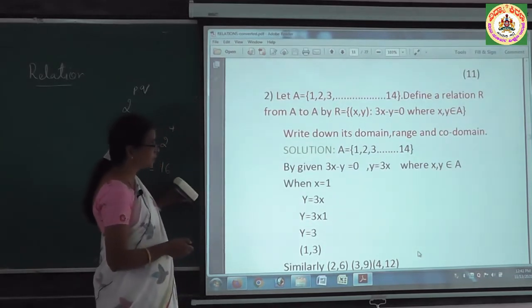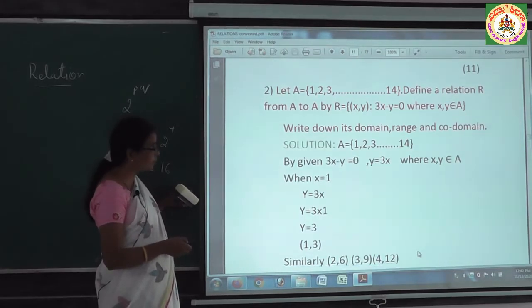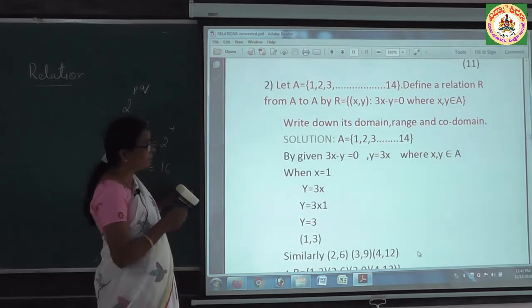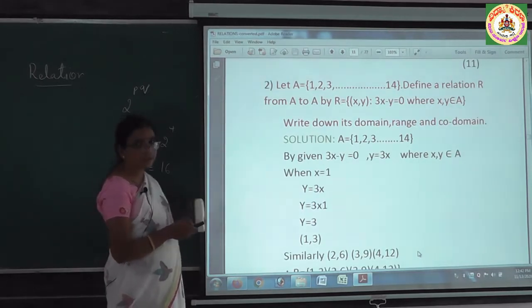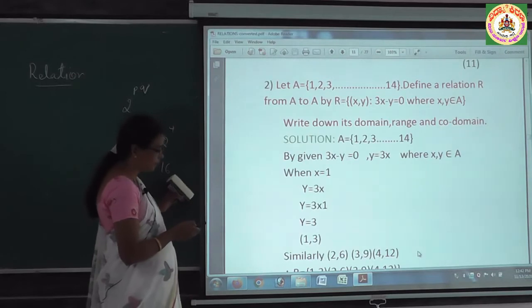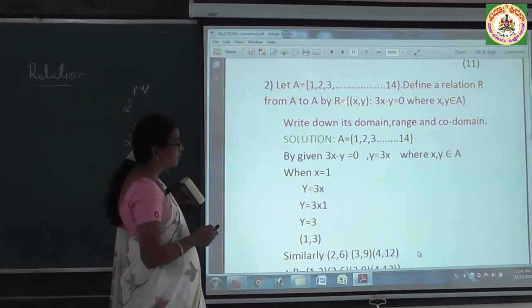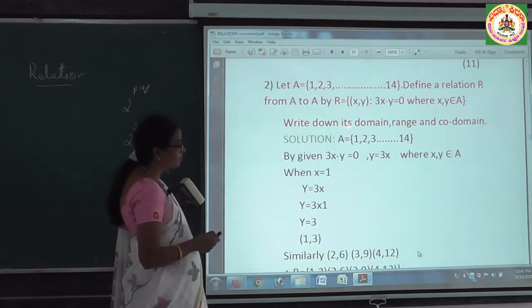This is a 3 marks question, and this type of question also comes in second year. This type of question is important. See here, observe. First, you have to observe what is given in this question. Let A is equal to {1, 2, 3, and so on up to 14}. Define a relation R from A to A by R is equal to {(x, y) such that 3x minus y is equal to 0, where x, y belongs to A}. Write down its domain, range and codomain. For finding the domain you will get 1 mark, range 1 mark and codomain 1 mark.